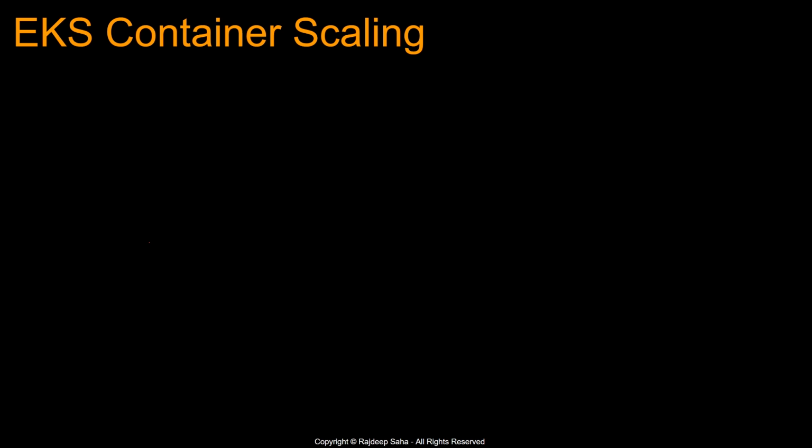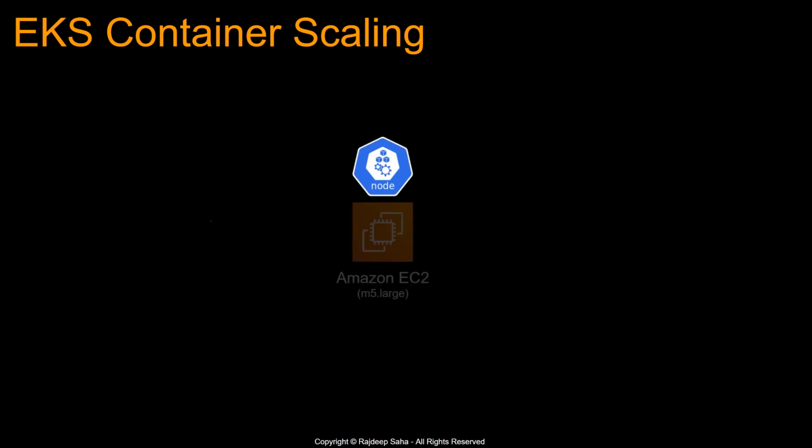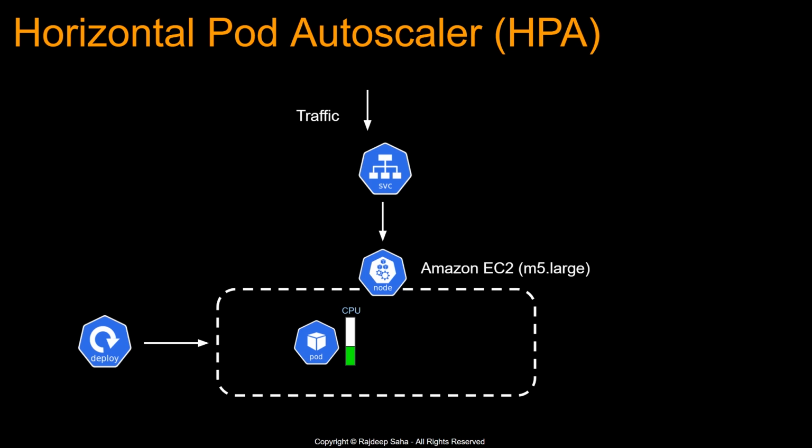Now, let's take a look at EKS container scaling. So in EKS, one node is basically one Amazon EC2. If we abstract the Amazon EC2 part, a Kubernetes flow looks like this: the traffic comes to a service, and that service sends the traffic to a node, which is basically the Amazon EC2. Within that node, the pods are running, and within that pod, we are running the application container. And then a deployment object can deploy this pod. Let's say some traffic is coming in, and the pod CPU is at 30%.